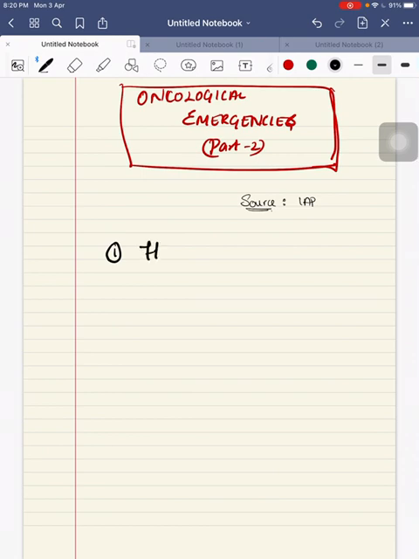Hello everyone, I am Dr. Vidhu. Today we will continue our oncological emergencies. We will start with the first topic, hyperleukocytosis.